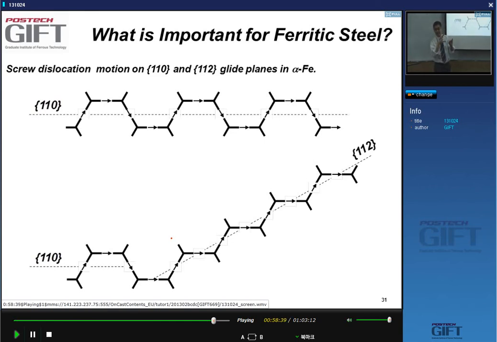So if your core structure looks like this, and this is your glide plane, the first thing that has to happen is that these bits here have to be removed. And then the dislocation can move, and as soon as it stops, it extends again.